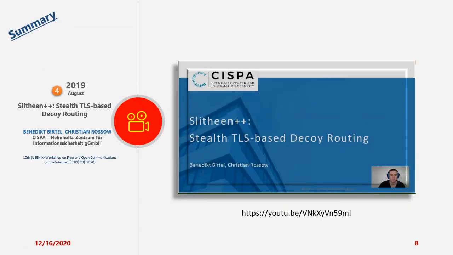Hello everyone and welcome to my presentation about Slovene++. My name is Benedikt Birtel and today I will show you some background about Slovene++ and the results of our evaluation. So let's start with an introduction to decoy routing.